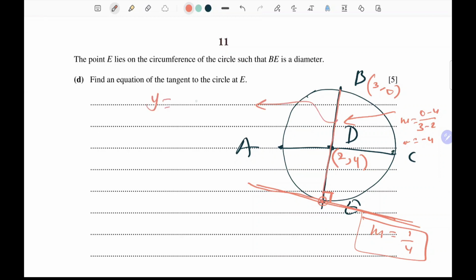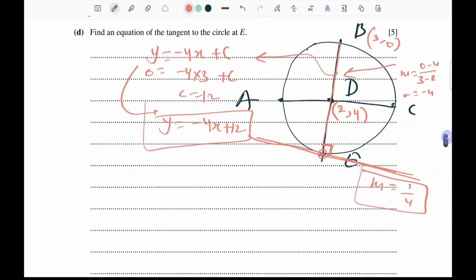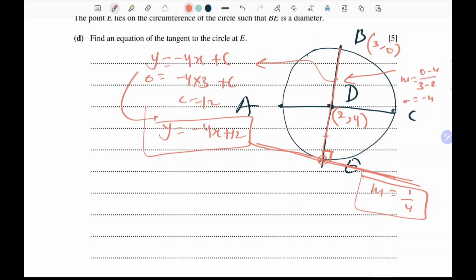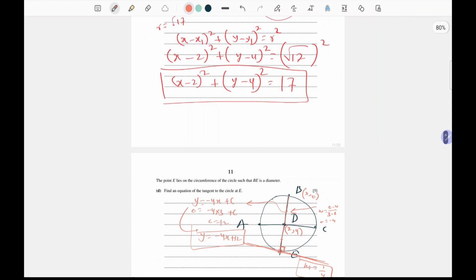Okay, so the gradient of this tangent we got is 1 over 4, but we need to find the equation of this diameter. So y is equal to mx plus c, where m is minus 4, and we have 2 points, 3, 0 and 2, 4, one of them we need to satisfy. We can use x 3, y 0. So this is 0 equals minus 4 times 3 plus c, so c is 12. Then we will get y equals minus 4x plus 12. Now I am solving like this. I'm going to solve this diameter with the circle to get this point, because I require that point to get the equation of the tangent.